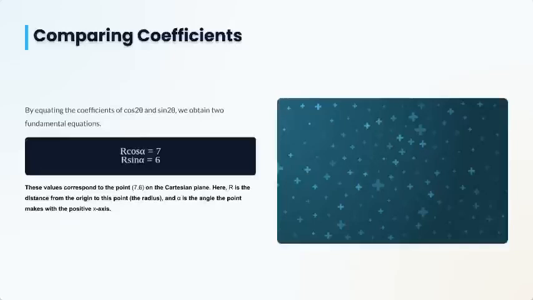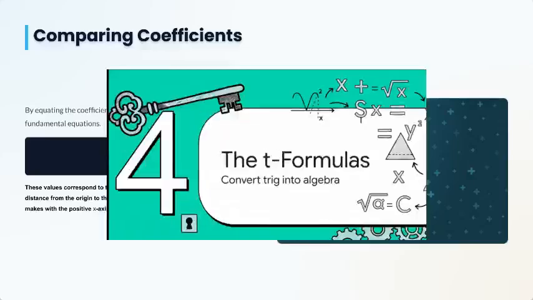By comparing the two sides, we establish two vital relationships. R cosine alpha equals 7 and R sine alpha equals 6. Think of these as the horizontal and vertical components of a vector with length R.